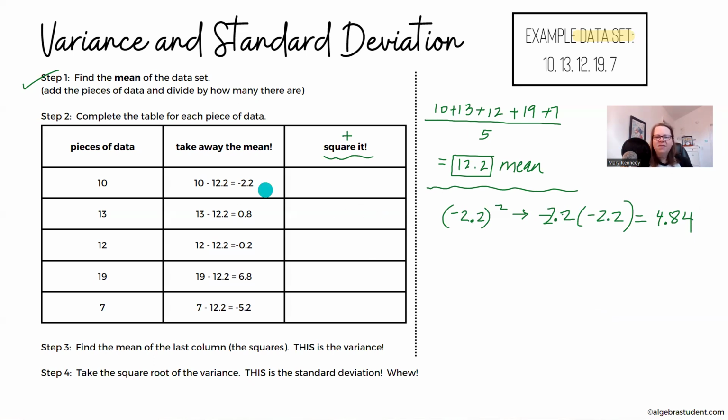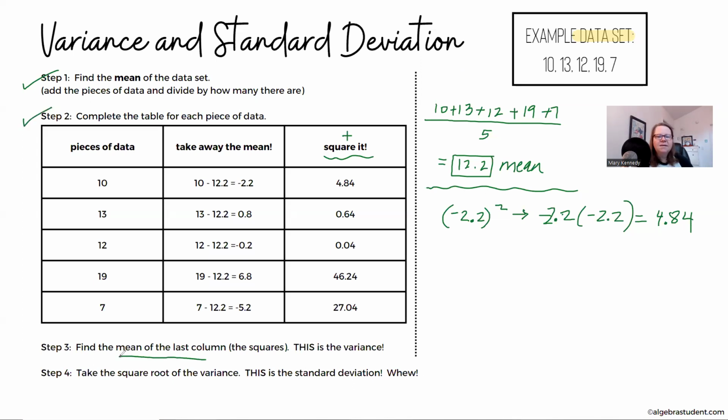So take a moment, square them all, and see what you get. Pause the video. All right, and check yourself, see how you did. If you didn't get positives, you're not being in charge of your calculator, most likely. Just make sure you put parentheses there. All right, that's step 2. Let's go ahead and do step 3.